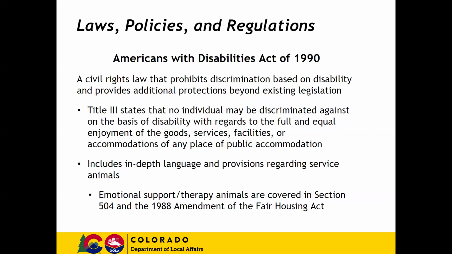And then finally, the Americans with Disabilities Act of 1990. This was a civil rights law that prohibits discrimination based on disability and provides additional protections beyond the existing legislation we just discussed. Specifically, Title III states that no individual may be discriminated against on the basis of disability with regards to the full and equal enjoyment of goods, services, facilities, or accommodations of any place of public accommodation.